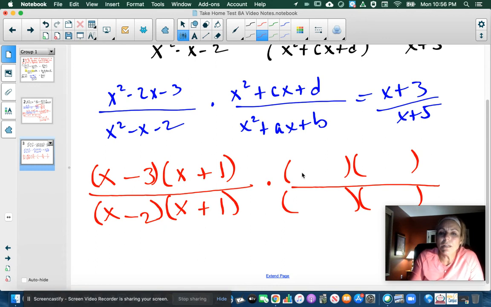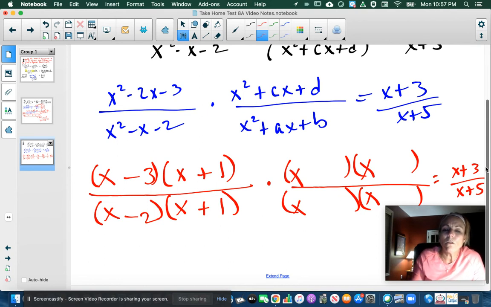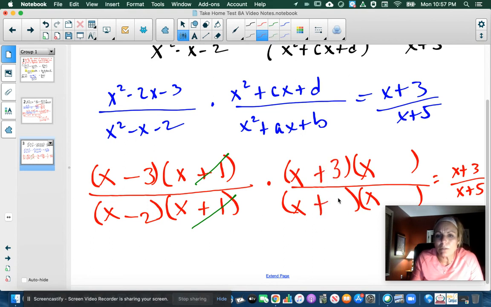I think I'm pretty safe to say that we're going to have an x and an x and an x and an x, because you're multiplying to x squared. But we need the product of that to equal x plus 3 over x plus 5. All right. Well, those are going to cancel. So if an x plus 3 is left on the top, we're going to put that there and put the x plus 5 there. We know that's going to be the answer.